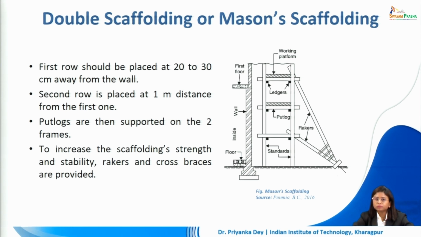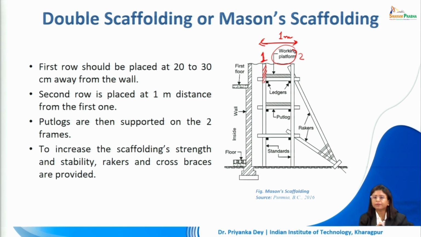So the first row, that is this row, this is the first row of standards, is kept at 20 to 30 centimeter away from the wall. The second row is placed at 1 meter distance from the first one. So this distance we can keep at about 1 meter. That means we will have at least 1 meter gap to place our working platform. So it is a pretty wide, comfortable platform on which we can work as well as keep our equipments and other materials. The putlogs are placed on this such that it is taking help from the two adjoining supports.